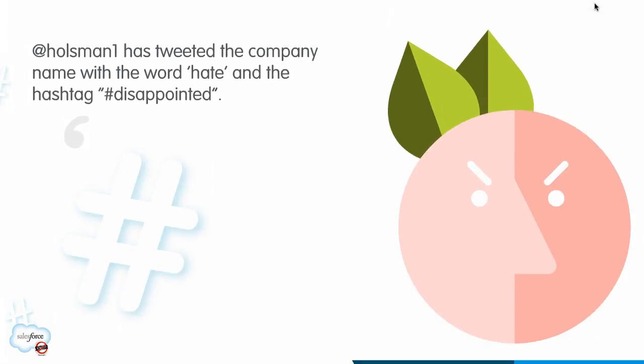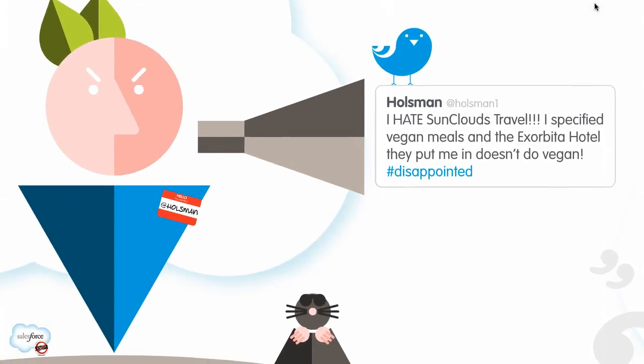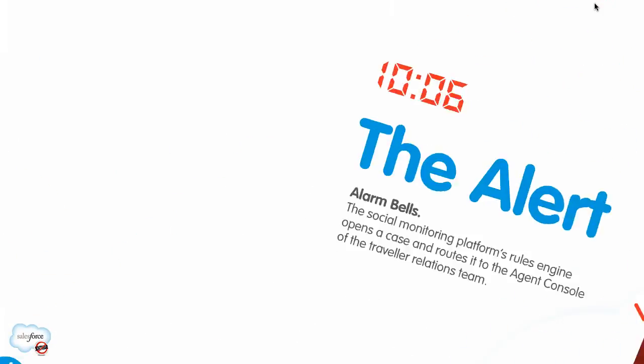Customer was angry, tweeted that he hated the company. I hate SunCloud's travel. I specified vegan meals, and the exorbitant hotel they put me in doesn't do vegan. Hashtag disappointed. 10:06.